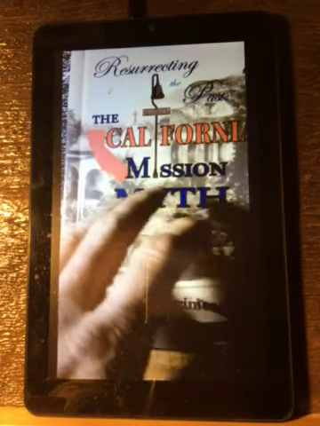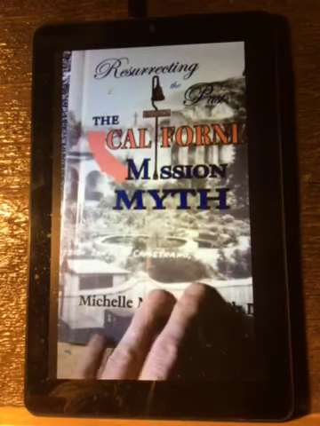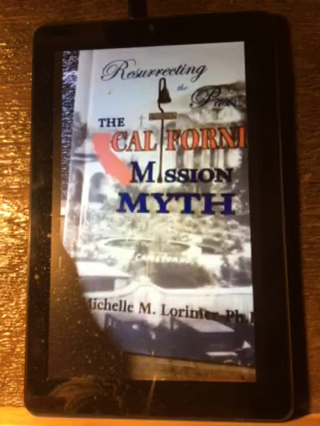Go to your libraries, go to your thrift stores, and get books on just your hometown that are old. And start looking at the pictures and asking yourself questions.